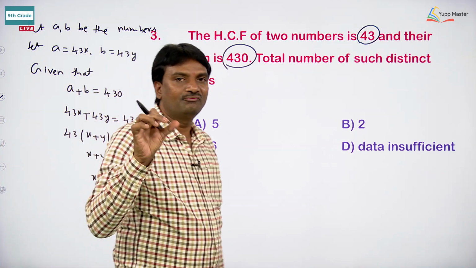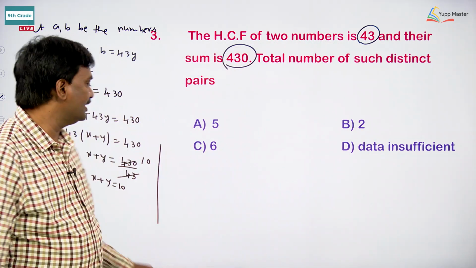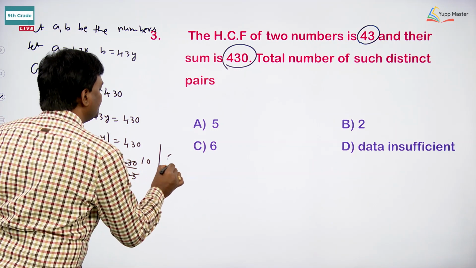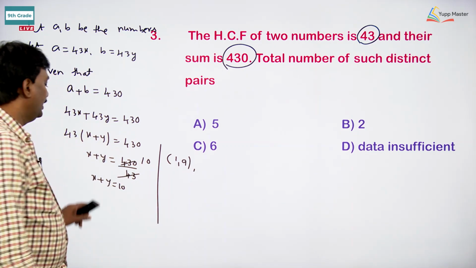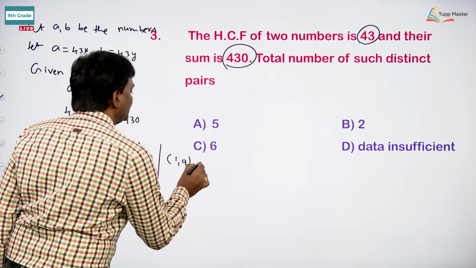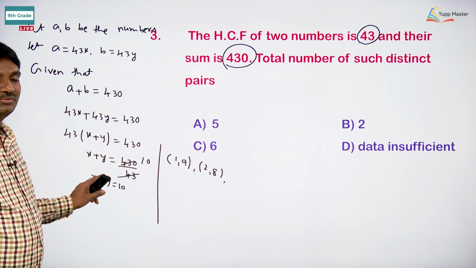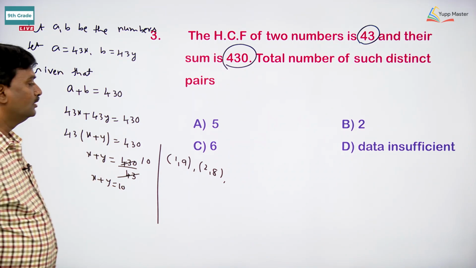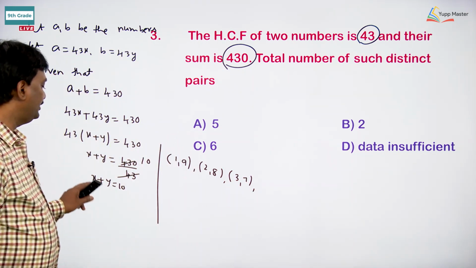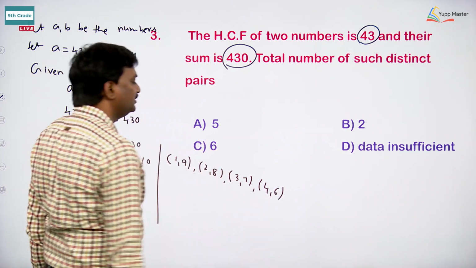But here we don't want to find the sum or the numbers. How many pairs are there? In place of x, if you take 1, and in place of y, if you take 9, 1 plus 9 is 10. So 1, 9 is 1 pair. If you take x as 2 and y as 8, 2 plus 8 is 10, so this is 1 pair. Next, x equal to 3, y equal to 7, so 3, 7 is 1 pair. If you take x equal to 4, y equal to 6, so 4, 6 is 1 pair.